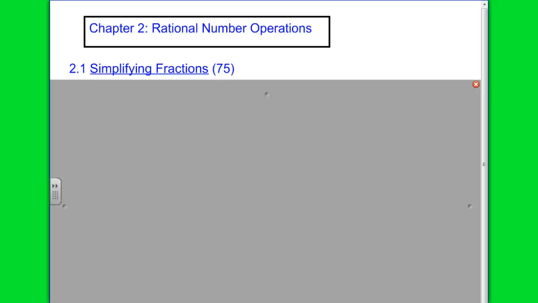Once again, at the very top part of your next page in the concept book, we're putting chapter 2, box it up. We're talking about rational number operations. And today, let's talk about simplifying fractions.